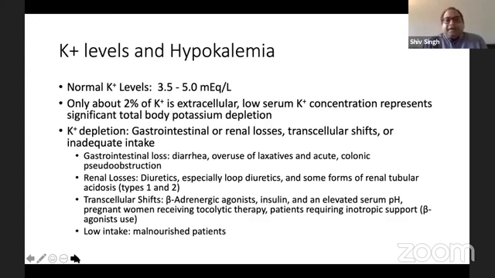Low intake can also cause hypokalemia. It is seen in malnourished patients, but it is usually associated with other electrolyte imbalances as well. So it won't be hypokalemia on its own. It will also present with other imbalances.